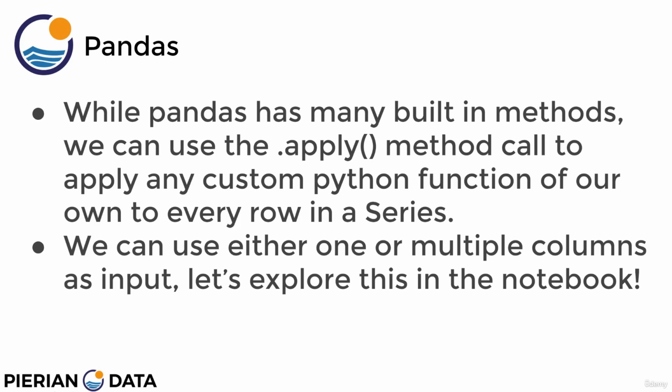So the very first useful method we're going to be covering, I think, is actually the most useful of all the useful methods, and it's the apply method call. And again, the way conditional filtering really levels up your skills with Pandas, understanding the apply method call correctly is going to give you yet another boost in your Pandas skills. And really what it does is it allows you to apply any custom Python function of your own to every row in a series. So we can use either one or multiple columns as input. Let's explore this in a brand new notebook, and I really think you're going to be impressed by Pandas capabilities here. Let's head to a Jupyter Notebook now.